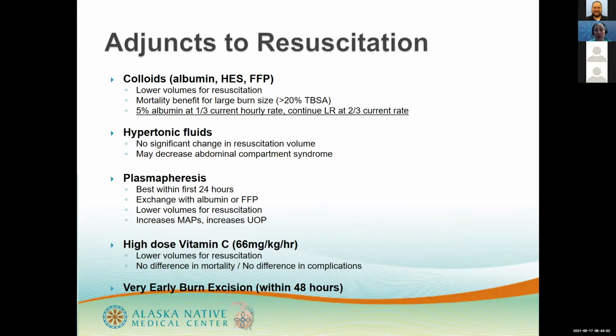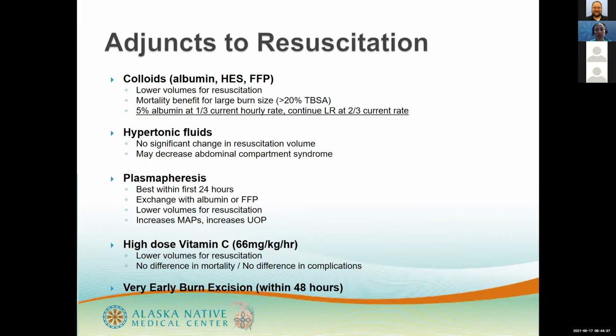Colloids are probably the most common. You can use albumin, hetastarch, or FFP. Albumin, again, is the most common. This lowers the volume needed for your resuscitation and has been shown to have a mortality benefit for large burn sizes. A pretty typical formula is that you start 5% albumin, and if they're at a rate of 600 cc's, you make 200 cc's of that albumin and 400 cc's of that LR. And that's been shown to decrease the resuscitation needs.